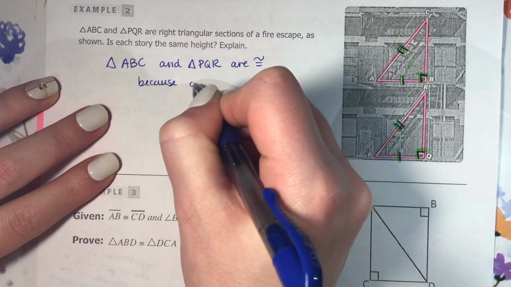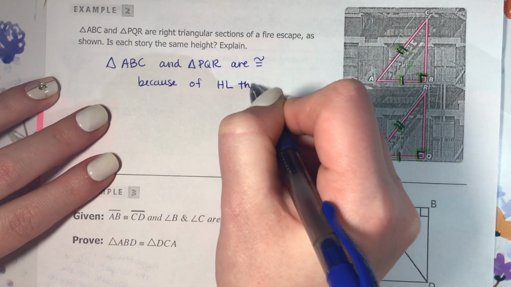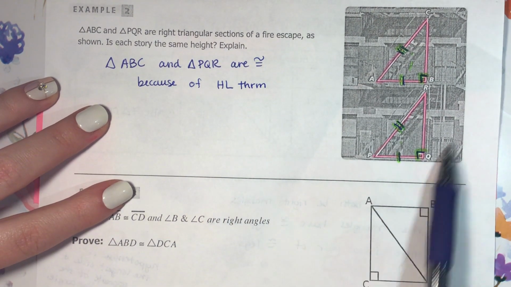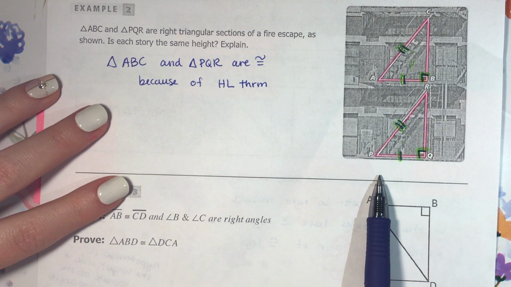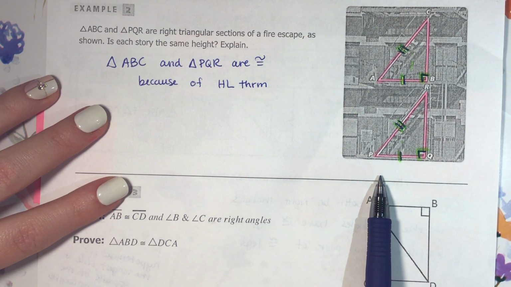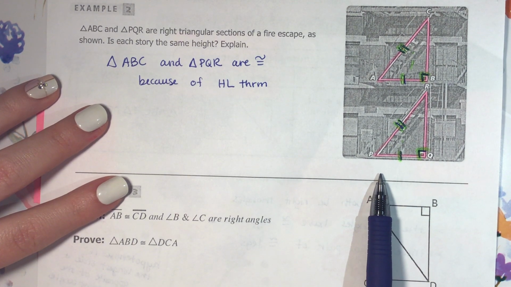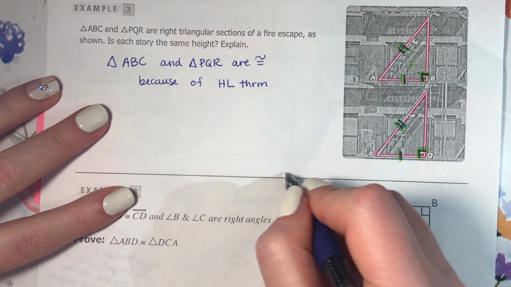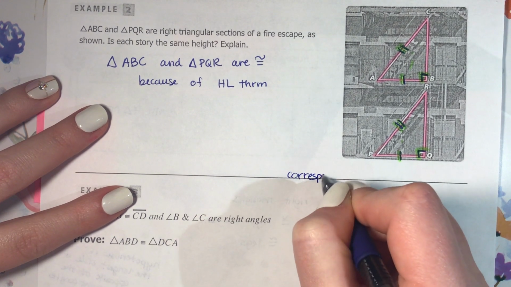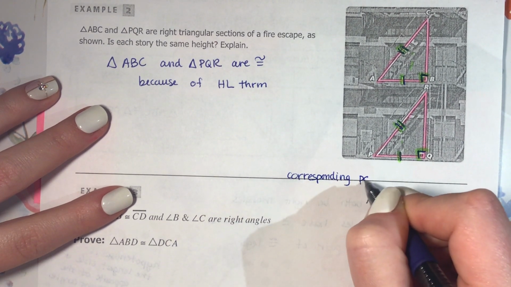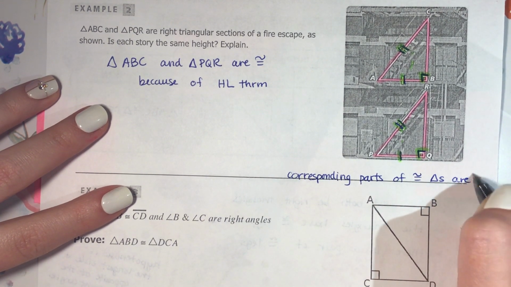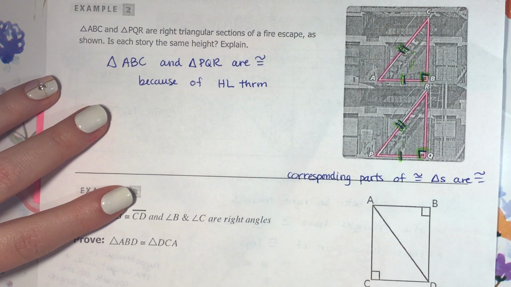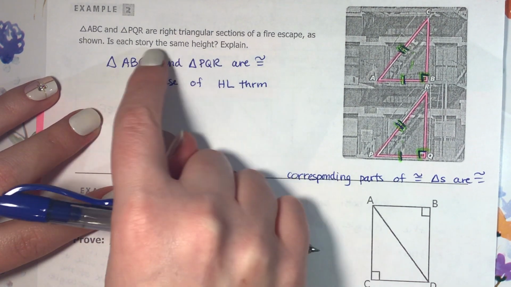because of the hypotenuse-leg theorem. These met all three of the requirements from the previous page. Now I have the two triangles being congruent. Now a couple sections back, we talked about something called CPCTC, and that was corresponding parts of congruent triangles are congruent. So I can use that next because it's asking, is each story the same height?